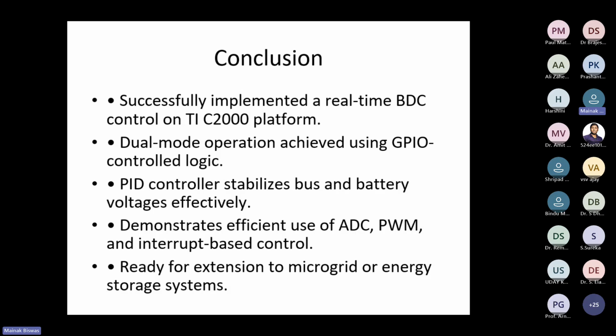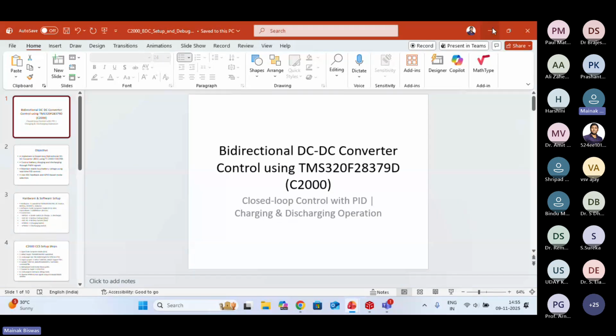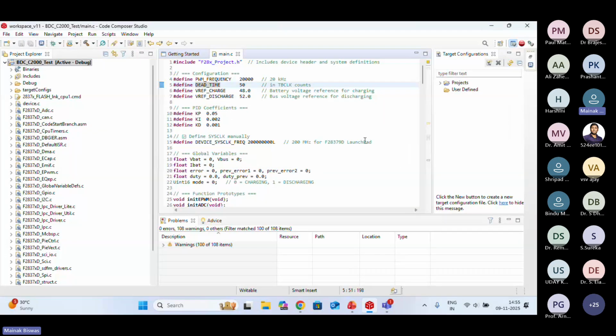Will apply in the microgrid or energy storage systems. Okay, so this is basically the theory part, but I will discuss in CCS software also. That is CCS software, version 11.0.0. In my case, you can use another version also. For my case, that version 11 I have downloaded from the TI website.